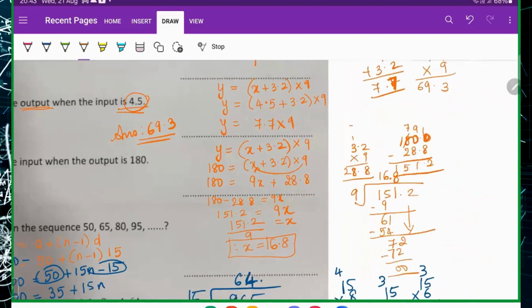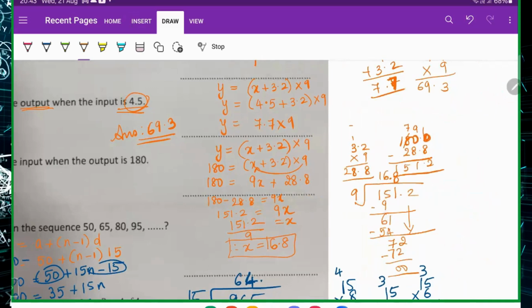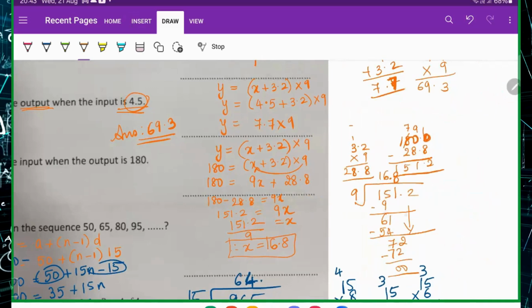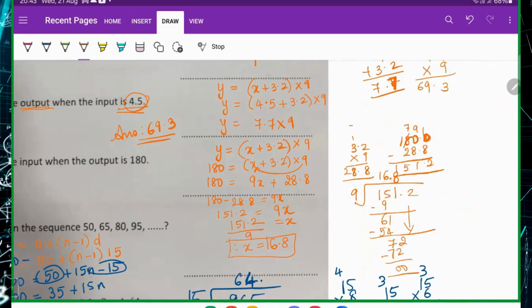And if you do this, 9 ones are 9. Then you get a 6 and 1. 9 6s are 54. That gives you a 7. Then the 2 comes down. 9 8s are 72 and 0 0. So answer is going to be 16.8.